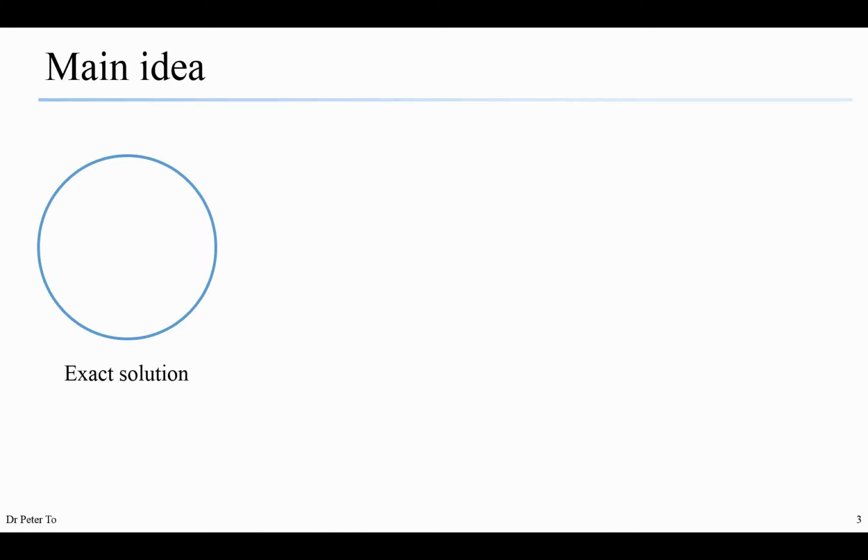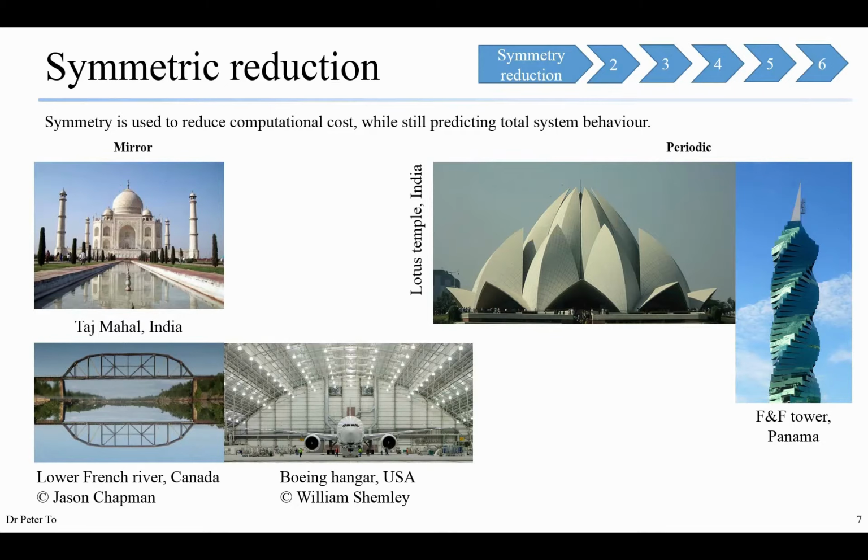Apart from the symmetric one, we sometimes have another type of symmetry, which is a periodic structure, like this Lotus Temple in India. So instead of simulating the whole structure, we can cut only one segment and replace the interactions with other segments by the roller support at the intersections. Here is another example of a periodic structure, the Eiffel Tower in Paris. Because of the big entrance, most of the structure is just symmetric but not periodic.